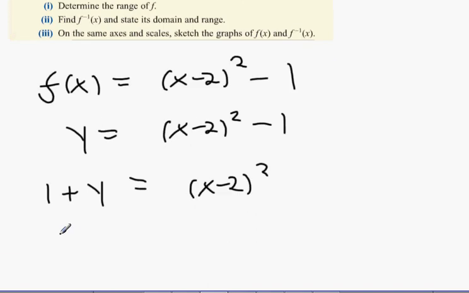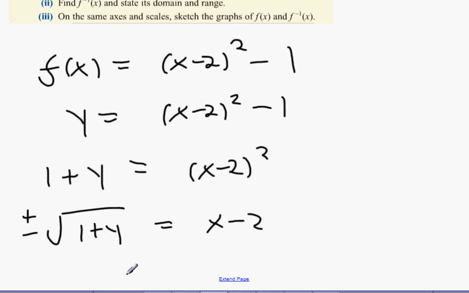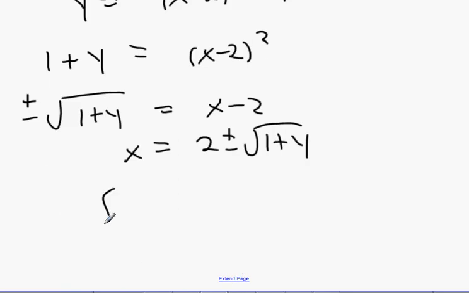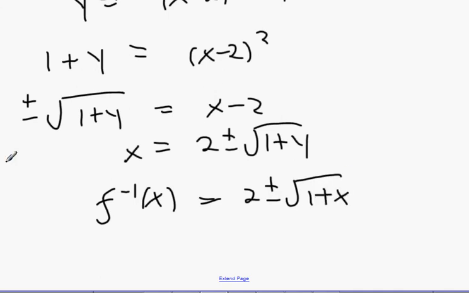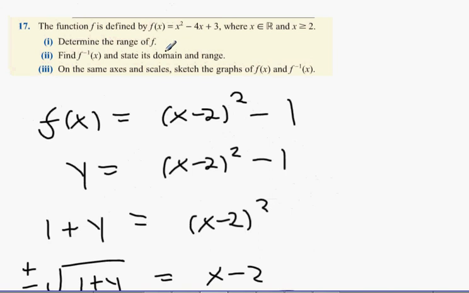Going to square root both sides. Plus or minus the square root of 1 plus y equals x minus 2. Going to bring that over to your side, and I'm going to say x equals 2 plus or minus the square root of 1 plus y. It's called f of x, therefore I must call this f inverse x, and that's 2 plus or minus the square root of 1 plus x. That is the answer to the first part. Okay, find f inverse x and state its domain and its range.